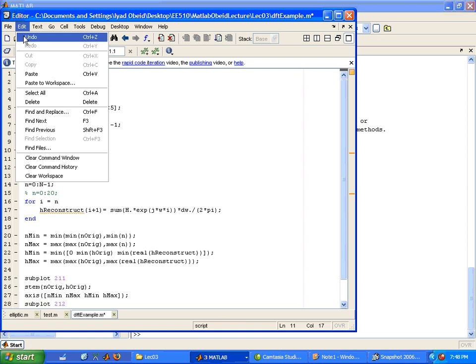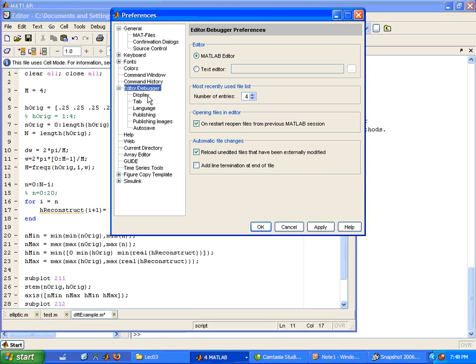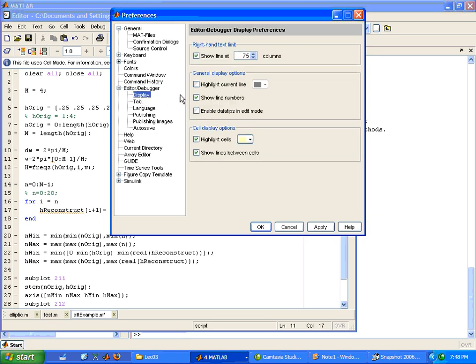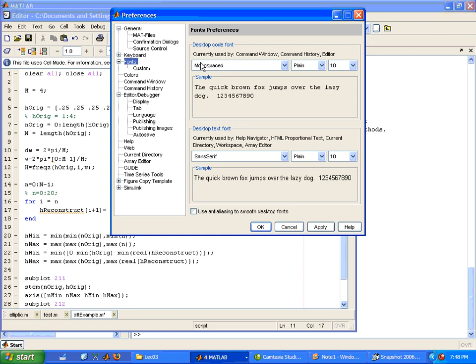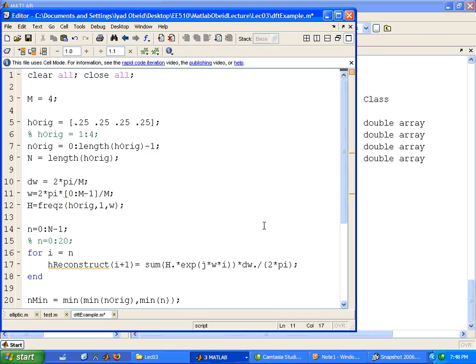Let me just take a second. I think I can actually increase the font size. Display. Where am I? Fonts. You can't see 10? This is terrible. Okay, that might be a bit much. Is that better? Oh, hey, how about that?